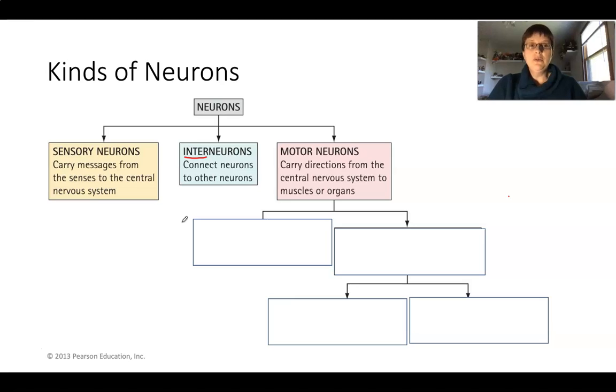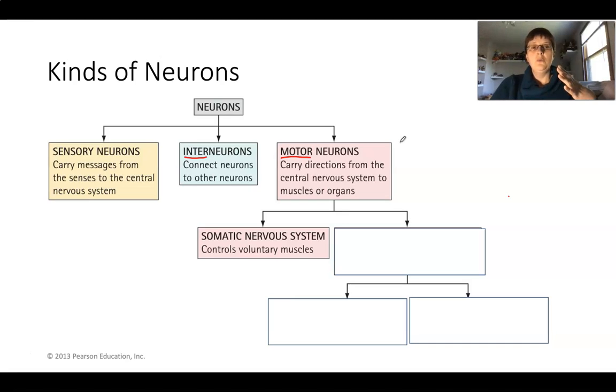Then you have motor neurons. So these are going to carry directions from the central nervous system to muscles or organs. So these are going to be sending messages out. So sensory neurons send messages from the senses to the nervous system. Motor neurons, motor for moving, are going to carry directions from your central nervous system out to muscles and organs in the body.